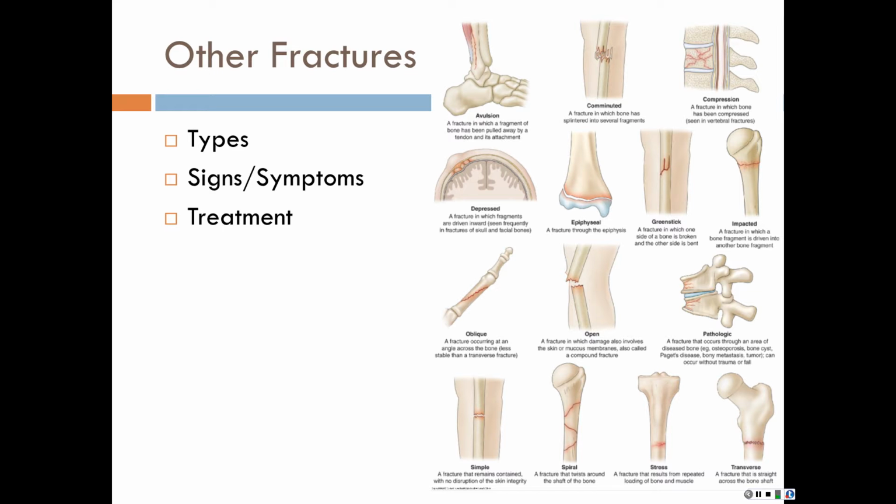Impact fractures happen a lot of times whenever people are jumping from things, and the fracture is because a bone fragment is driven into another bone fragment. So a lot of stress put on that joint, usually because of jumping or something like that. Open fractures. Open fractures are frequently called complex or compound fractures. And this is whenever the bone breaks through the skin or mucous membranes.